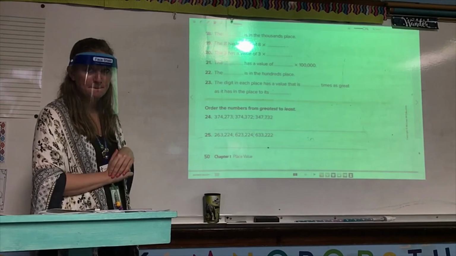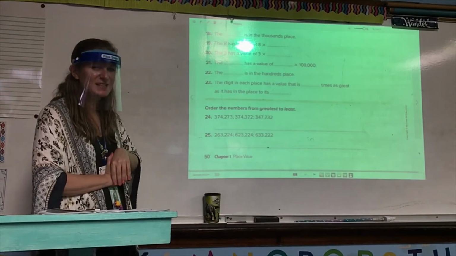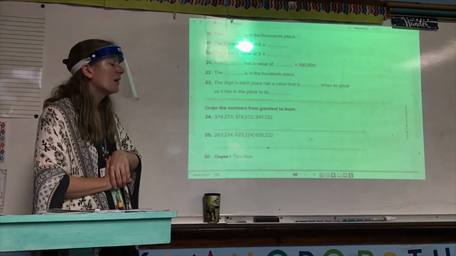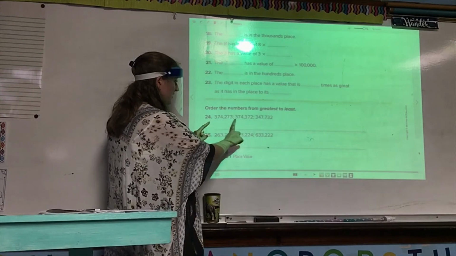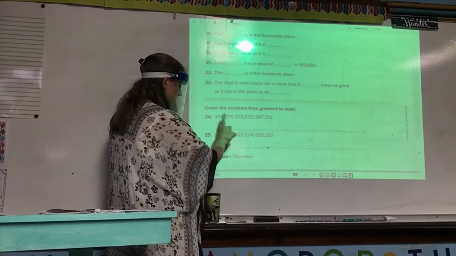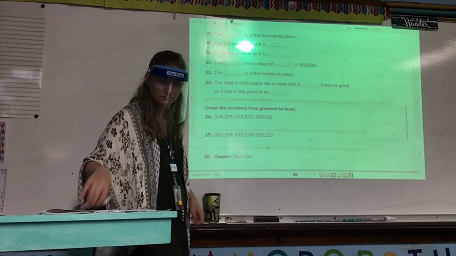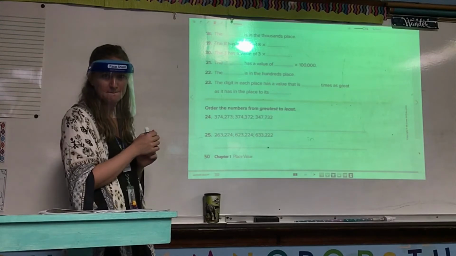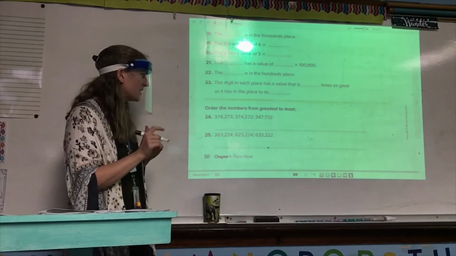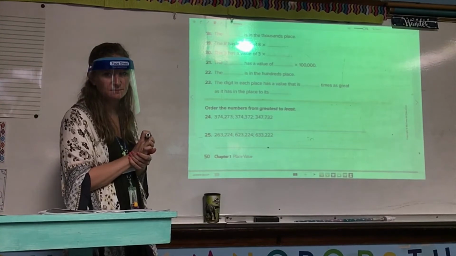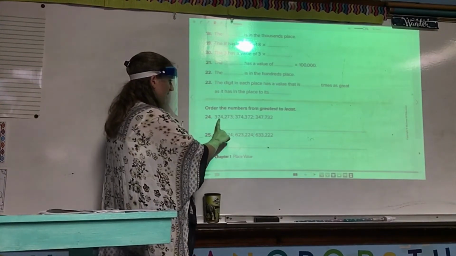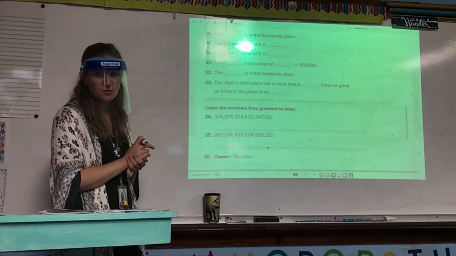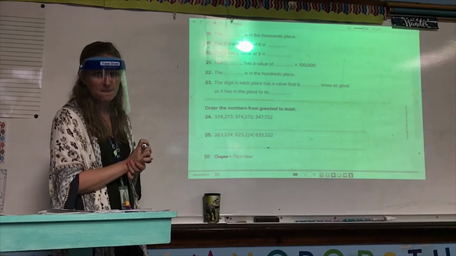Has a 3. What place? In the 100,000s. Well, if we look at the first digit in the 100,000s of each of these numbers, what is that digit? 3. Can we compare 3, 3, and 3? No. So that means we need to move to which place? The 10,000s. We have a 7, a 7, and a 4. Can we figure out which one of those is greatest or least? No.